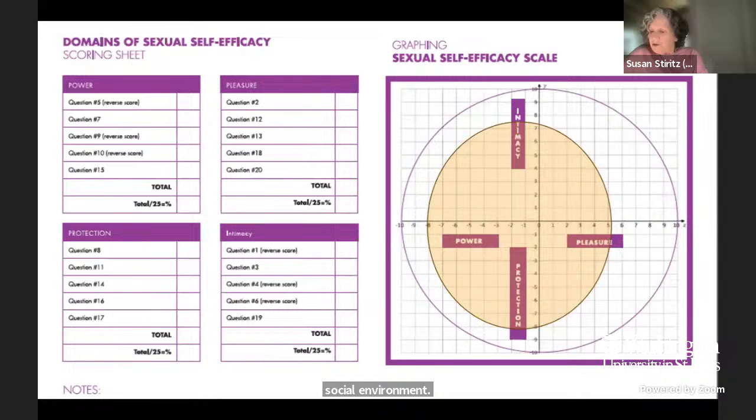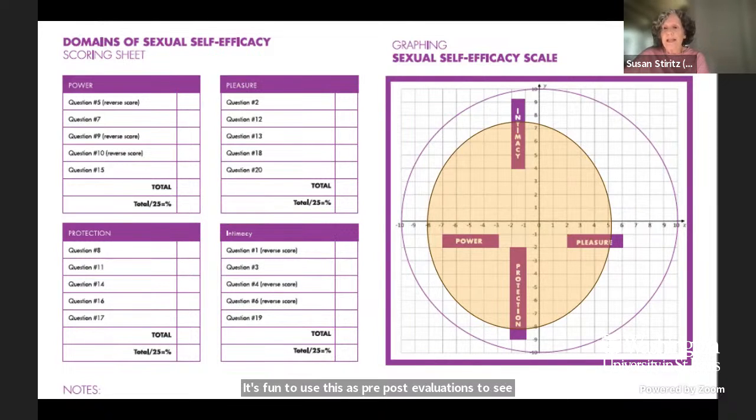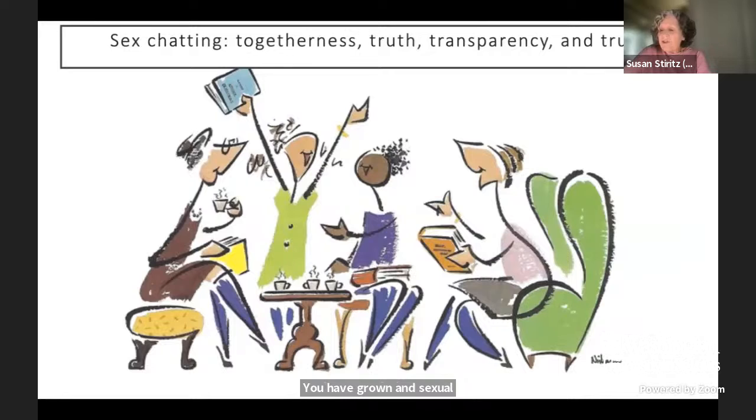These are the scoring sheets that we use with the sexual self-efficacy scale. Each question on the scale assesses abilities in one of the 4 domains. Each of the 4 scores is a percentage. The participant who took this test, whose results I have graphed, scored a 75% in intimacy, a 50% in pleasure, an 80% in protection, and 80% in power. It's fun to use this as pre-post evaluations to see how, before and after a course, you have grown in sexual self-efficacy. Sex chatting aims to increase efficacy in the domains.